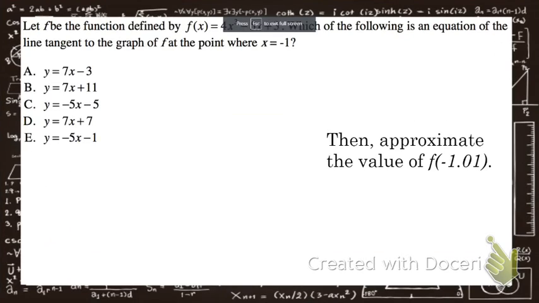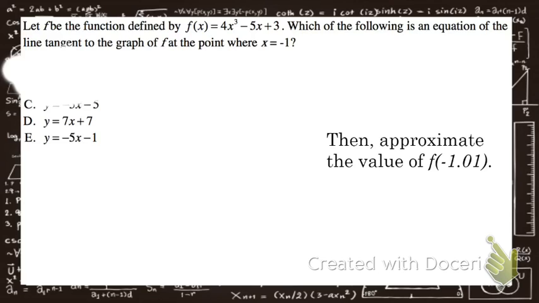Write down this first problem for me. I don't need you to write down all the answer choices, just the words up at the top, and then over here where it says approximate the value of f of negative 1.01. In fact, I'm going to erase these answer choices so you don't use them.